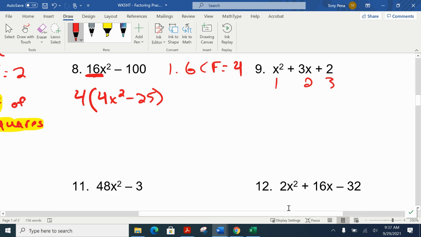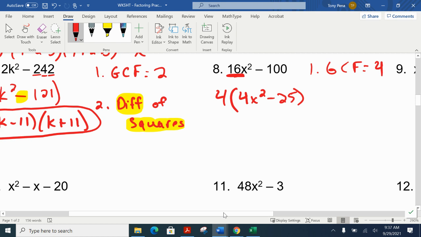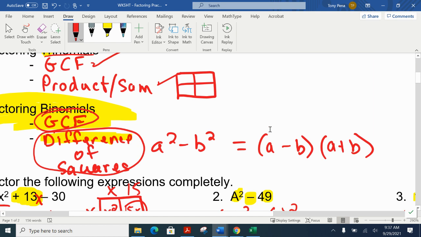That doesn't necessarily mean you are done. You might be done, but that doesn't necessarily mean you just move along to the next problem. Because now what you want to identify is, if it's a binomial, do we have a difference of squares? So we did have a greatest common factor. Now we want to look, do I still have a difference of squares?